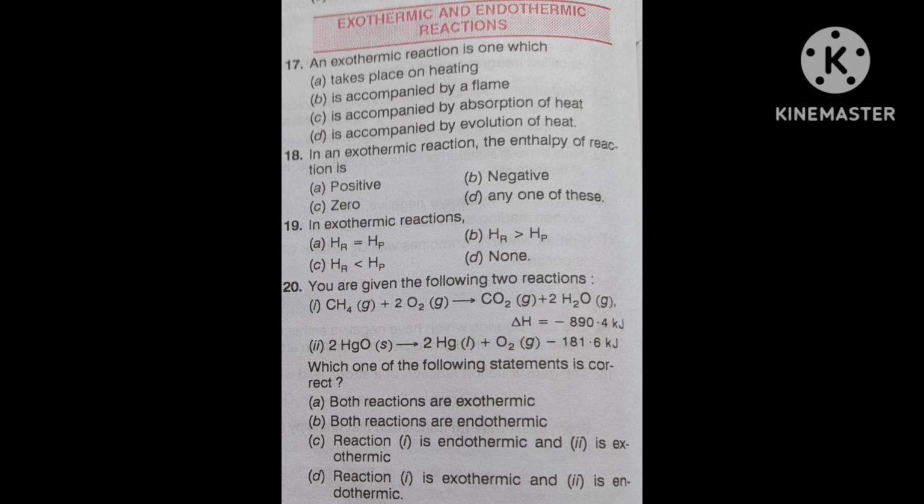Next question. In an exothermic reaction, HR is equal to HP. H means enthalpy, R means reactant, P means product. In an exothermic reaction, first option, HR is equal to HP. Second option, HR is greater than HP. Third option, HR is less than HP. Fourth option, none.